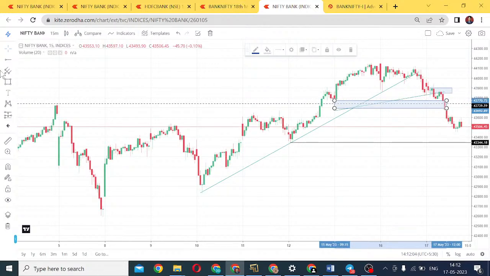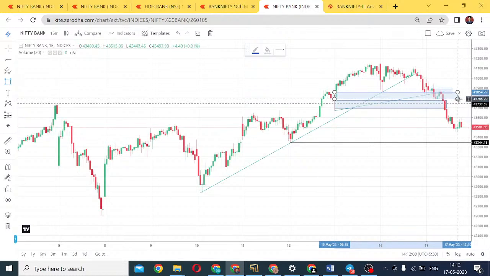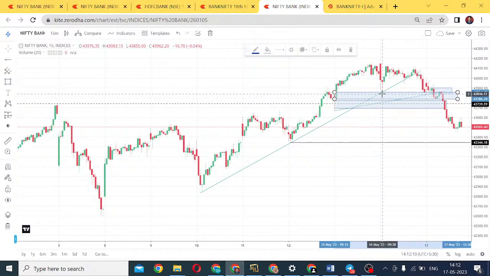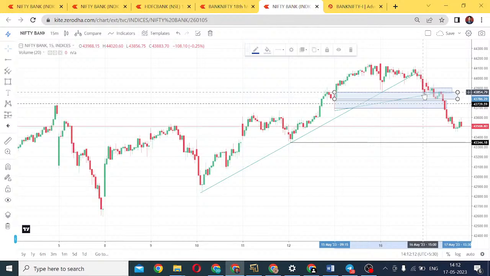Now if you see, this was a support which was taken a couple of days back. This has been tested once, this has been tested twice. Two times. Now what happens at the support? Have you guys ever thought what happens at the support? At the support, just assume you are going to a super bazaar. I am trying to simplify it. You are going to a super bazaar.